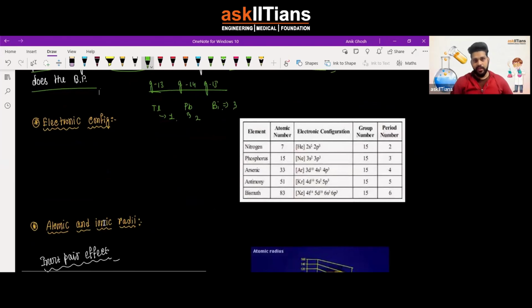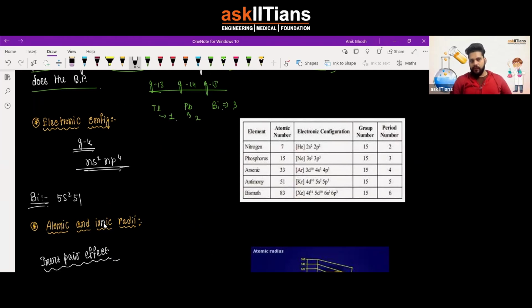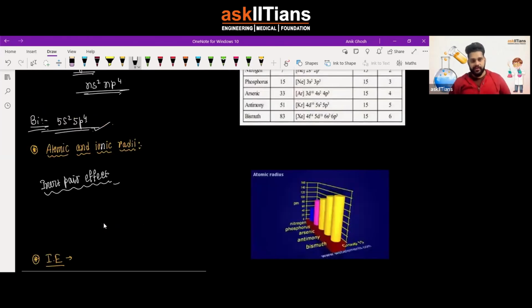Going to the next one, which is the electronic configuration. As you can see, all of them are group 15, so their electronic configuration would always be ns2 np3. Randomly we choose bismuth, 6s2 6p3. This is the electronic configuration of any element present in group 15. Now we go for the atomic and the ionic radius.